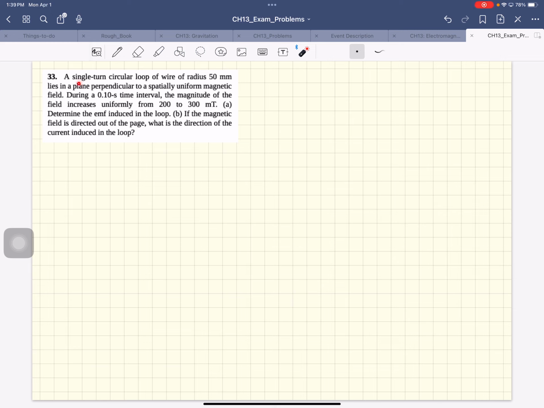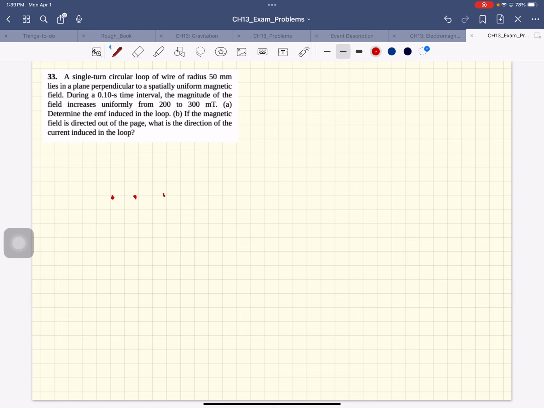This problem says a single turn circular loop of wire of radius 50 millimeters lies in a plane perpendicular to a spatially uniform magnetic field. During a 0.1 second interval, the magnitude of the field increases uniformly from 200 to 300 millitesla. Determine the EMF induced in the loop. If the magnetic field is directed out of the page, what is the direction of the induced current?